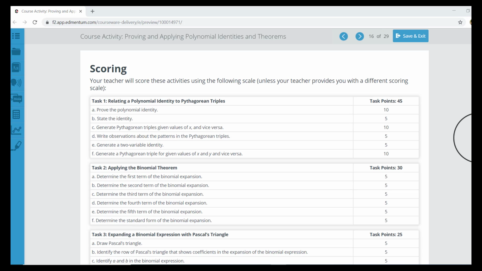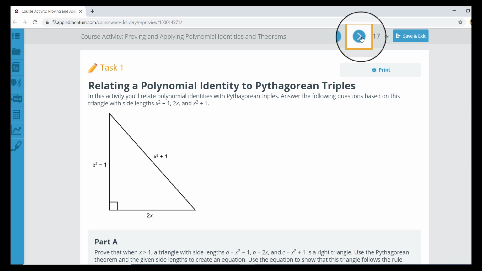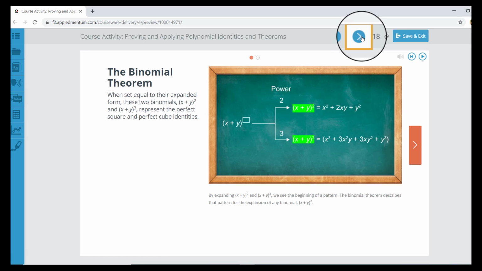A scoring rubric is also provided in these course activities. Once the students have completed their tasks, they will then submit their work through the computer, and the teachers will then grade their work through their computer screen. Again, teachers are responsible for entering these grades into the gradebook in Edmentum.